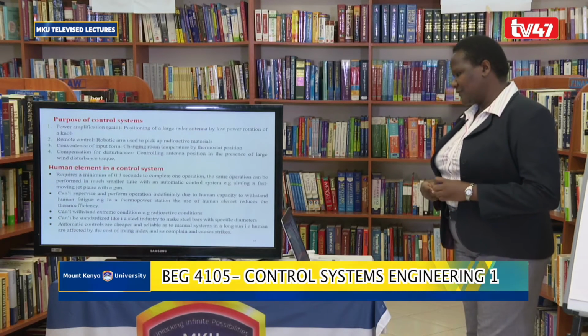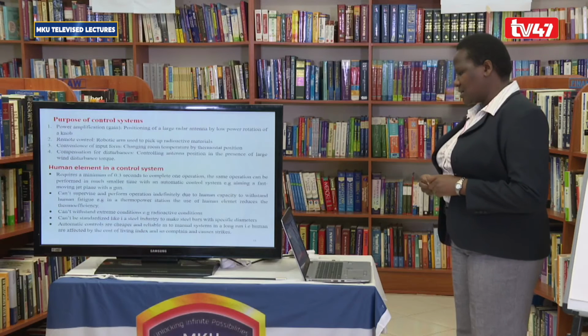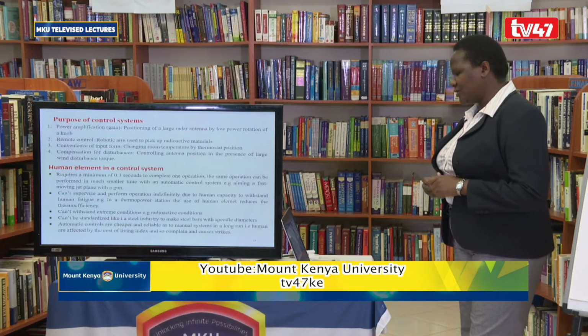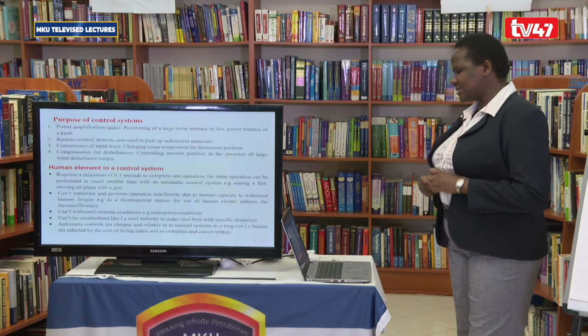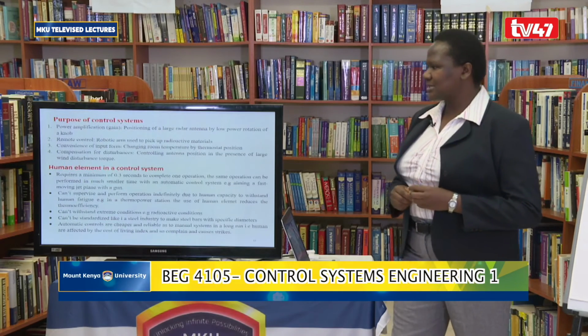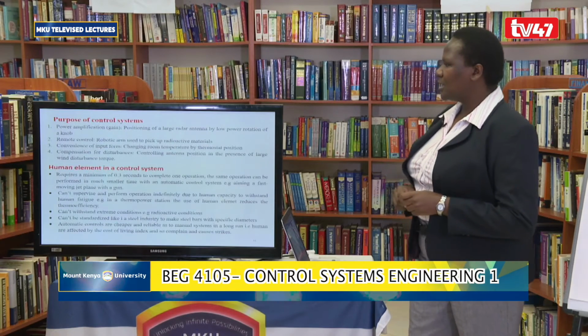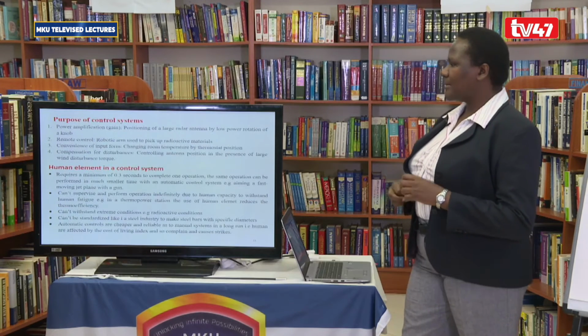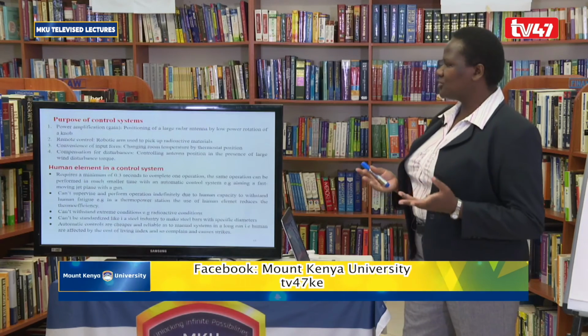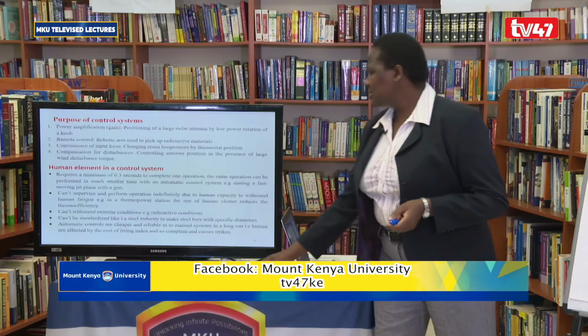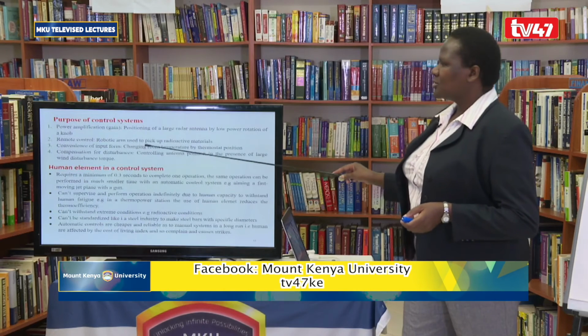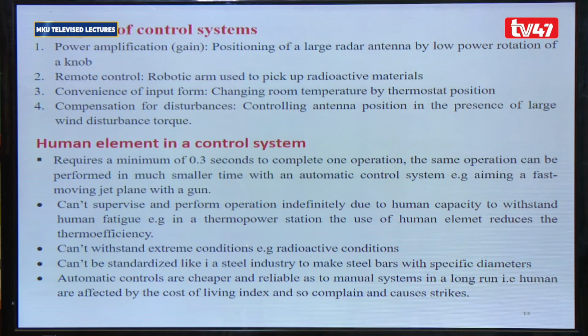Then the compensation of the disturbance, this one I've discussed. For example, when you want to control an antenna position in the presence of large wind disturbance. So you find that instead of just going there to control it manually or position the antenna manually, you use the control system to compensate for that disturbance. Then you can also compare the work of the control system with the human elements in a control system.